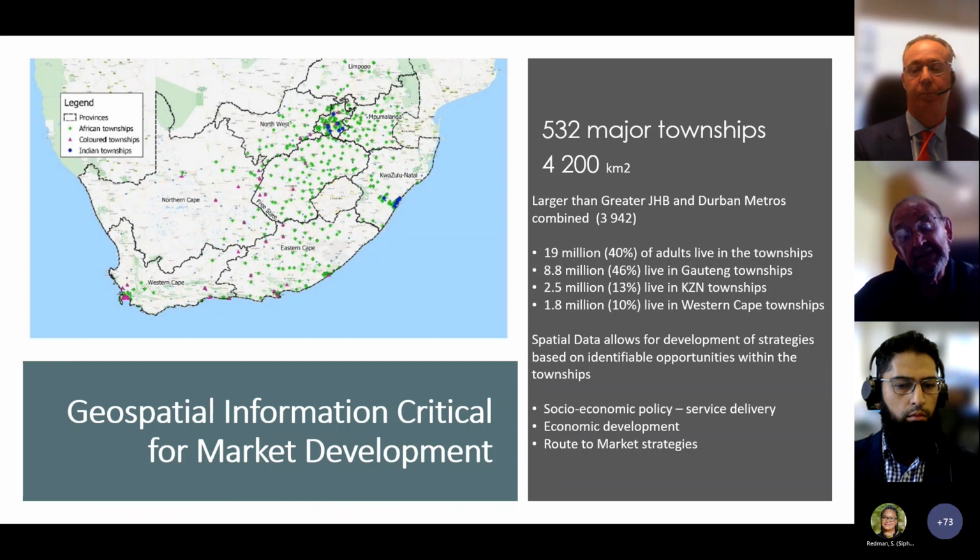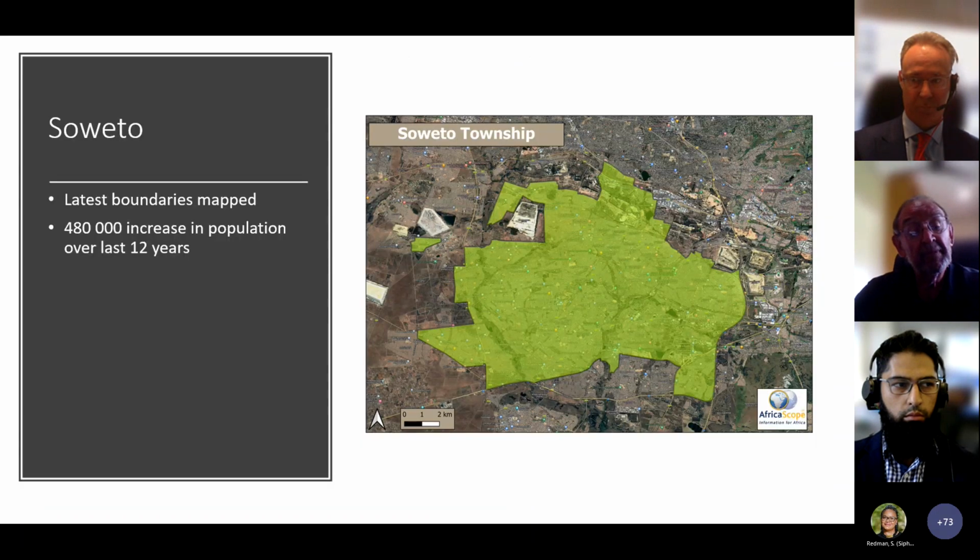And that helps us tremendously in terms of developing socioeconomic policy, looking at service delivery and advising on how and when service delivery is needed, looking at economic development and working with marketers and retailers in terms of route to market strategies. So let's look at the boundaries of Soweto.